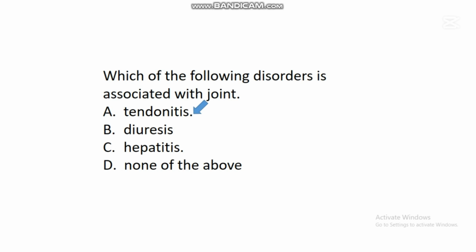Tendonitis means inflammation of a structure known as tendon. If the tendon swells or gets inflamed, that condition is called tendonitis. So diuresis and hepatitis are not disorders associated with joints, but only this problem known as tendonitis is associated with joints, or is a joint disease.